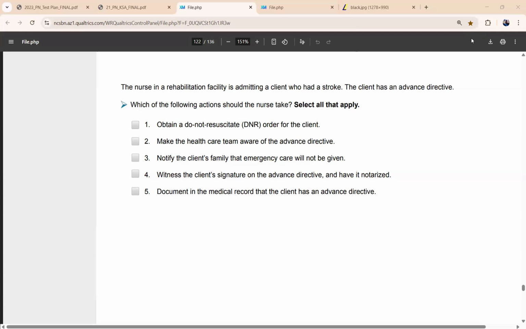Okay, so let's start by understanding the question, right? So the nurse in a rehabilitation facility. They told us about the nurse and they told us about the setting. That's what we know for now. The nurse is admitting. Now, they gave us the phase. This is during admission of a client who has a stroke. So they gave us the condition, right?